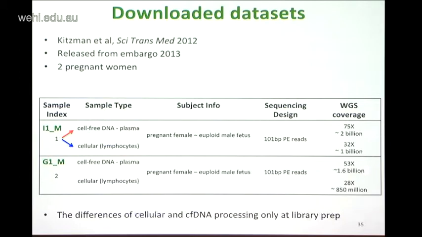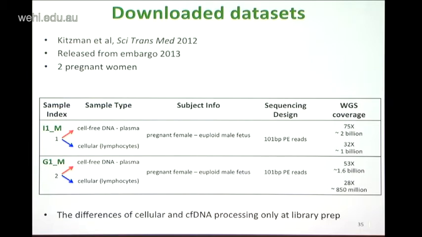Both of these women donated cell-free DNA from the plasma and cellular DNA from the nucleus of lymphocytes. These pregnancies had normal male fetuses, nothing to do with trisomies, and they underwent 101 base pair paired-end sequencing. Our low coverage NIPT data was 50 base pair single-end sequencing. So this is the first time we actually had data from both ends of the DNA fragments.